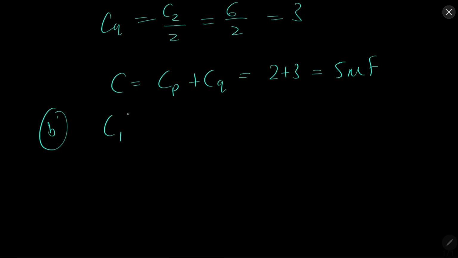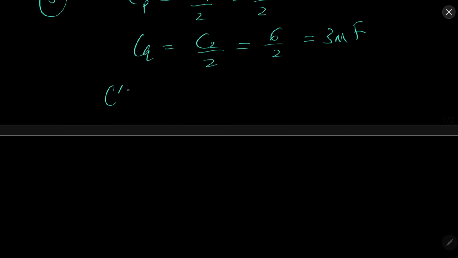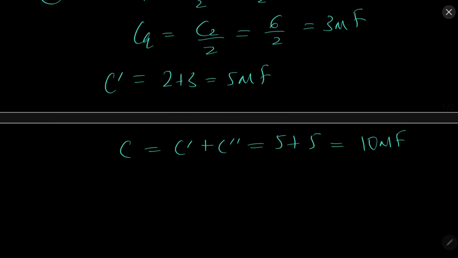Then for the second one, Cp will be C1 by 2, 4 by 2, 2 microfarad. Cq will be C2 by 2, 6 by 2, 3 microfarad. C dash will be 2 plus 3, 5 microfarad. So ultimately C equal to C dash plus C double dash, 5 plus 5, 10 microfarad.